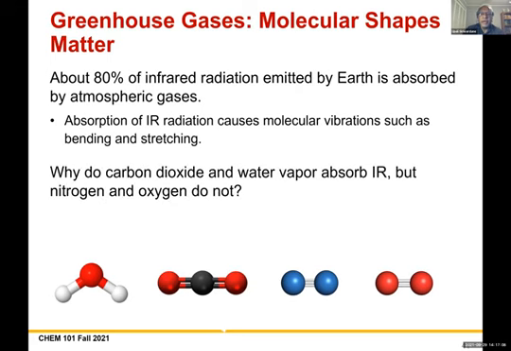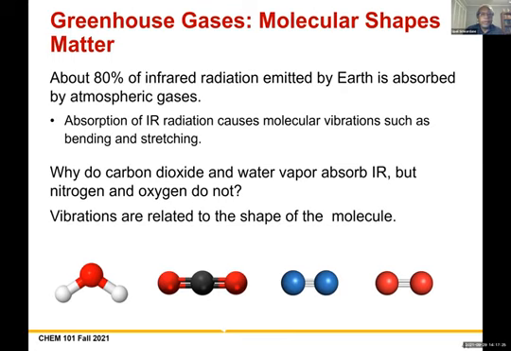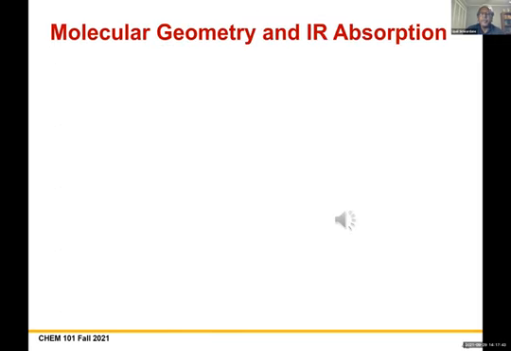Why do carbon dioxide and water vapor absorb but not oxygen or nitrogen? These are diatomic. They don't create polarities when they absorb IR radiation. Vibrations are related to the shape of the molecule. Triatomic molecules can absorb because their vibration changes the polarity in the molecule. We're going to talk about this in a minute.